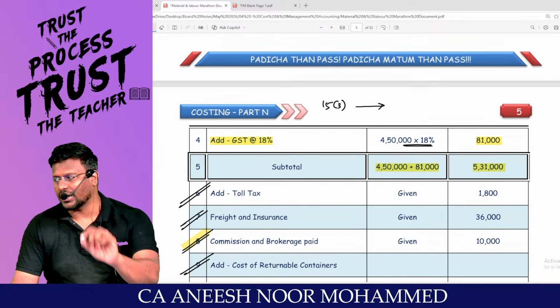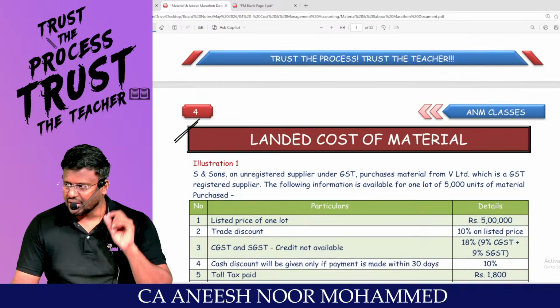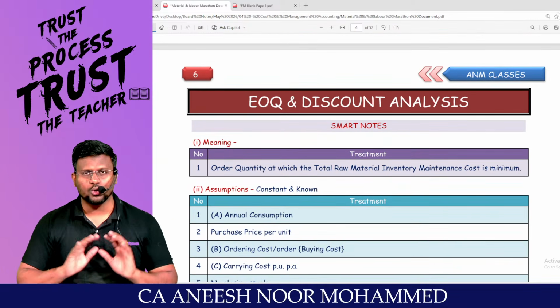I believe that you are able to appreciate or understand this type of question. For a 5 mark in exam, landed cost of material may be tested. We have done with one question from that area. Are you able to appreciate, sir?